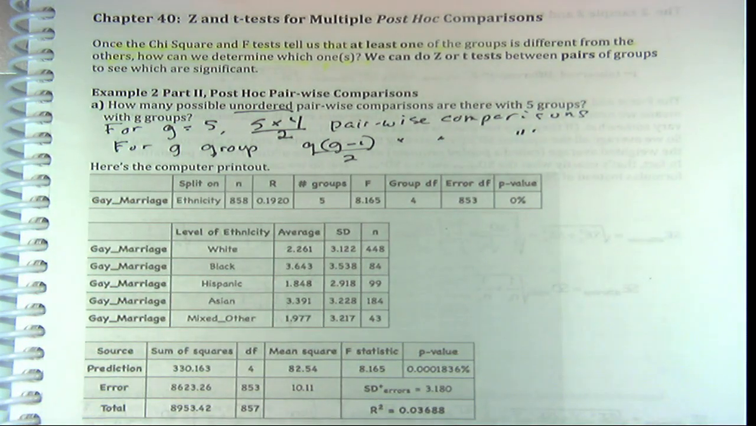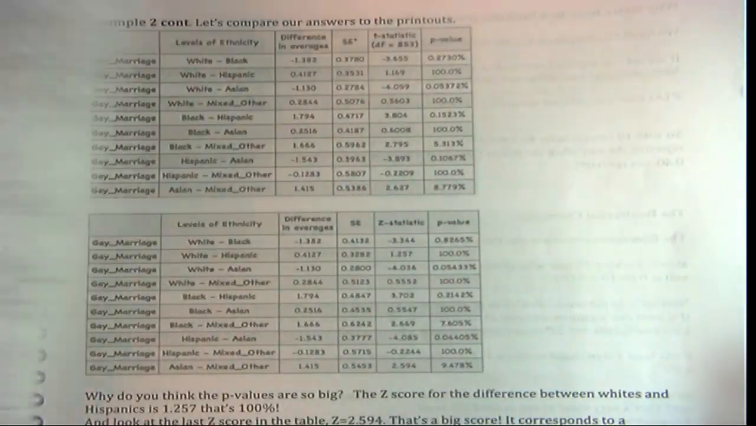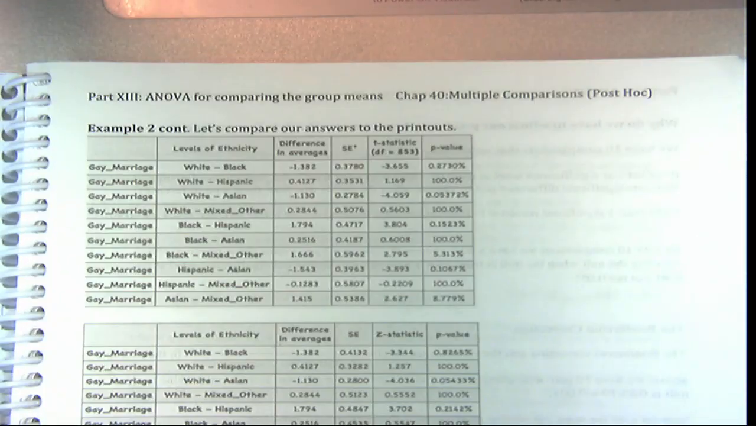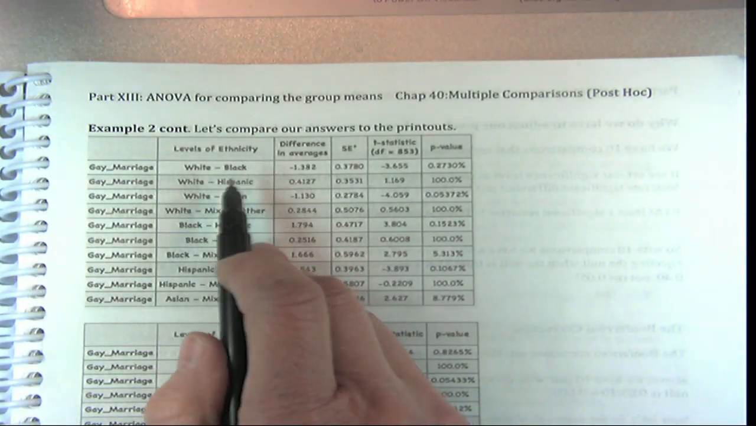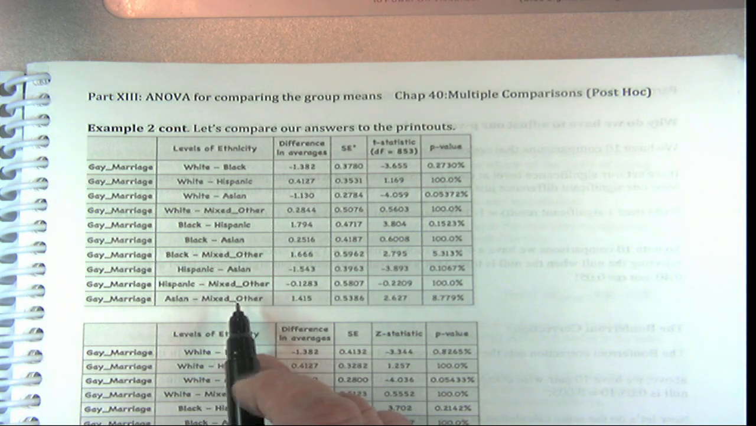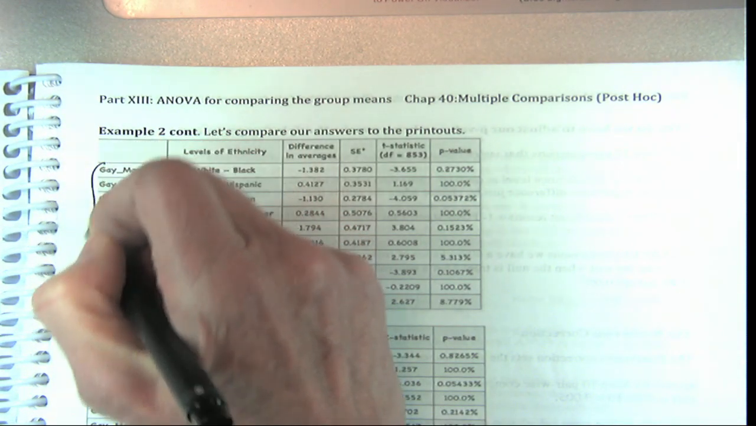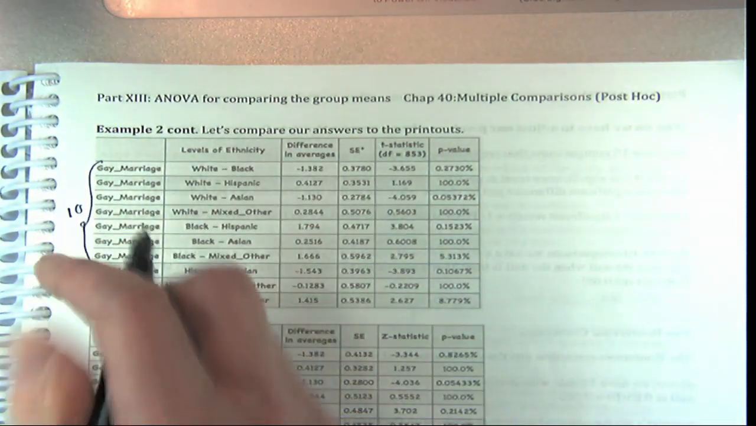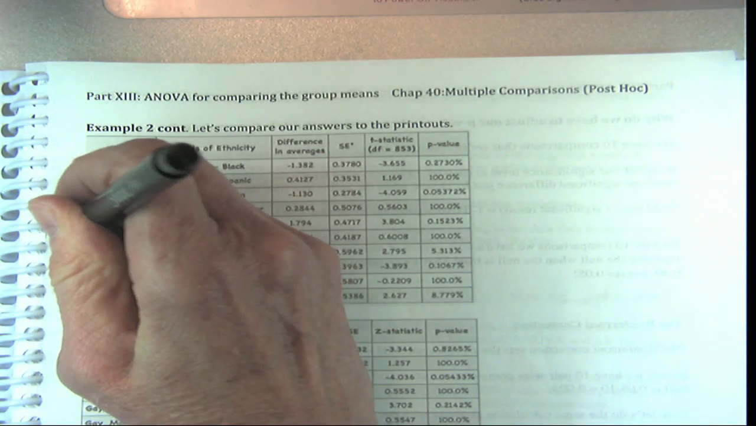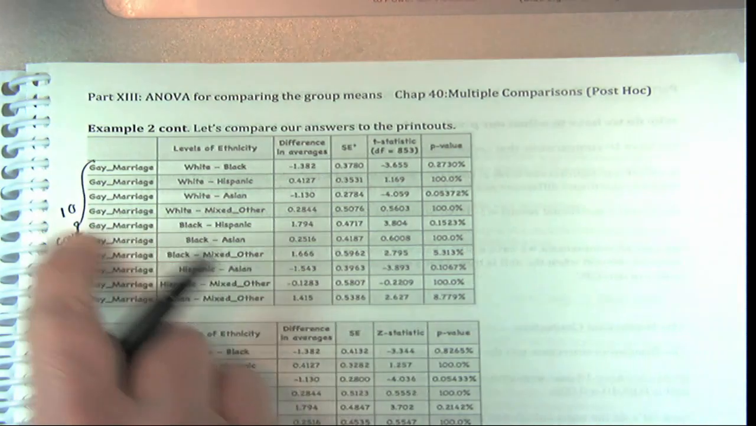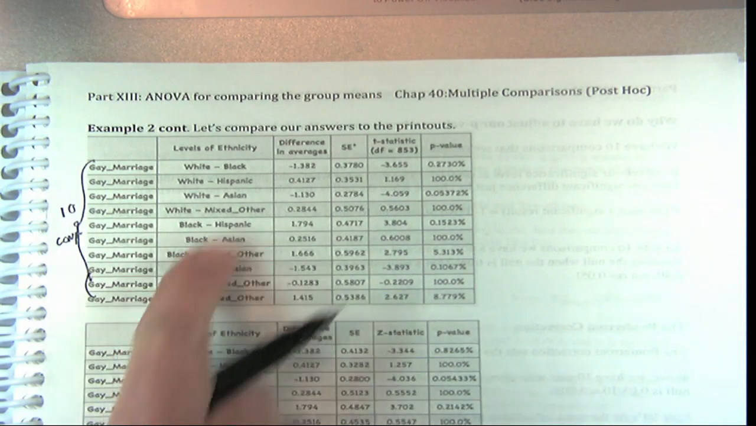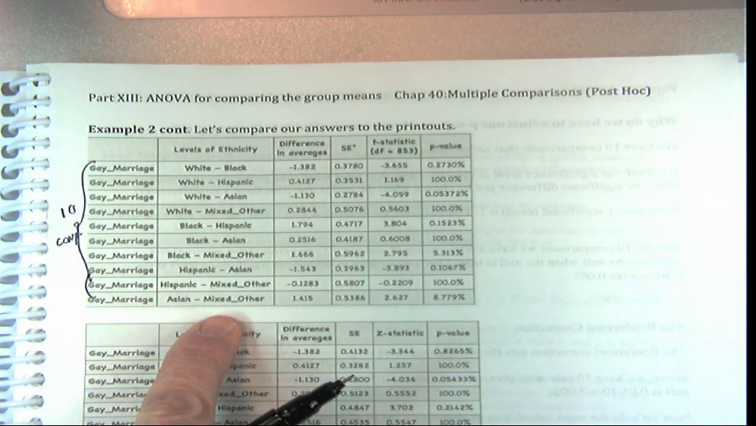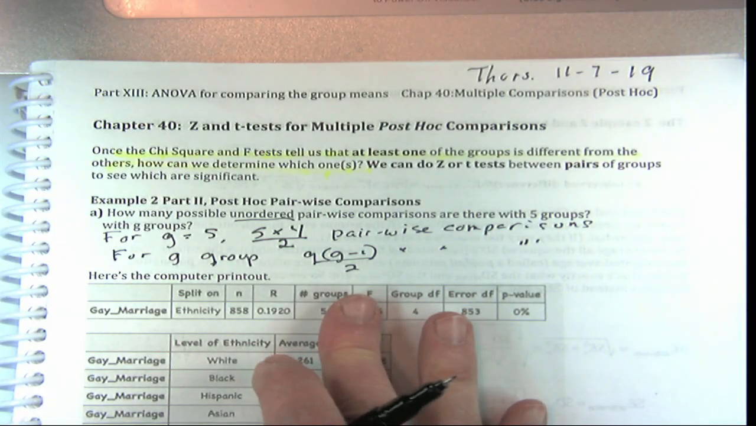Okay, so you can look at these right here on page 184, and you can see what I mean. So here are the 10 comparisons right here. Okay? Does that make sense to everybody?